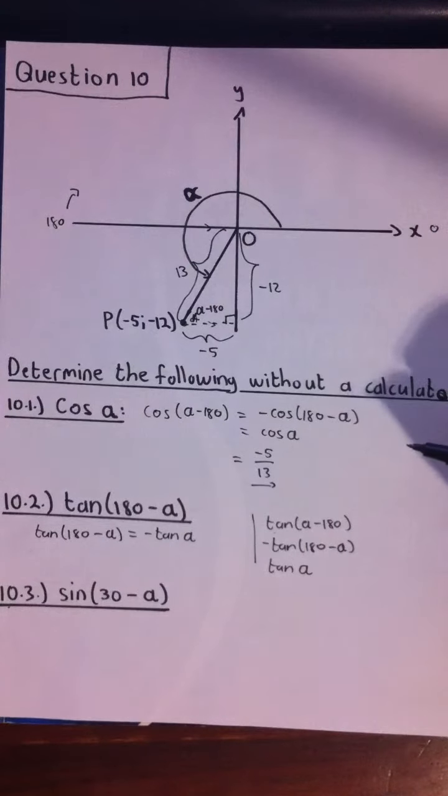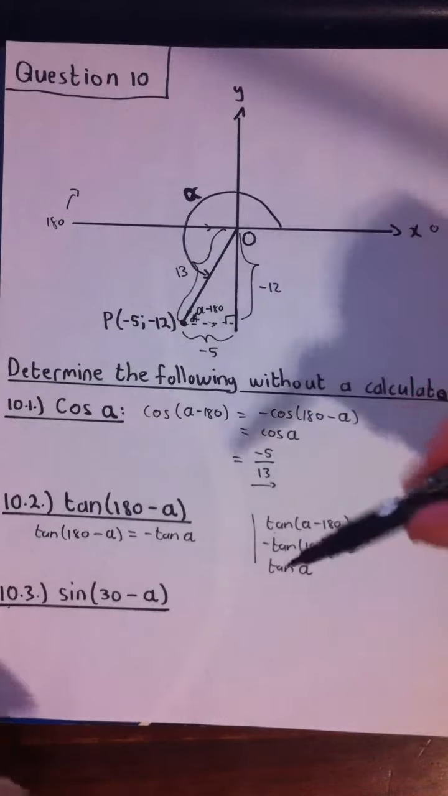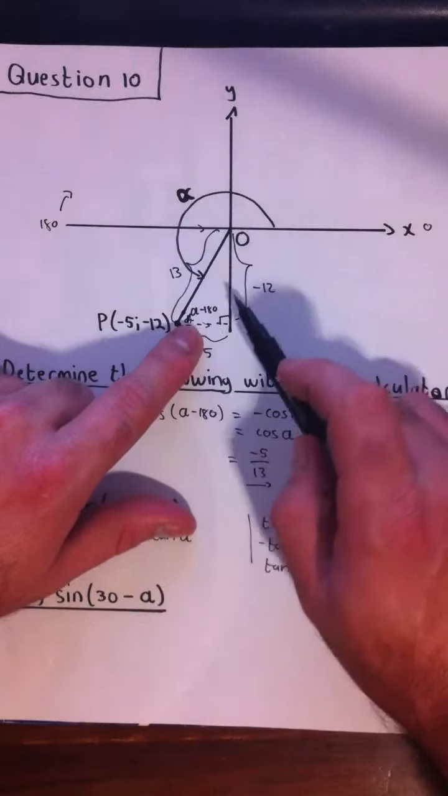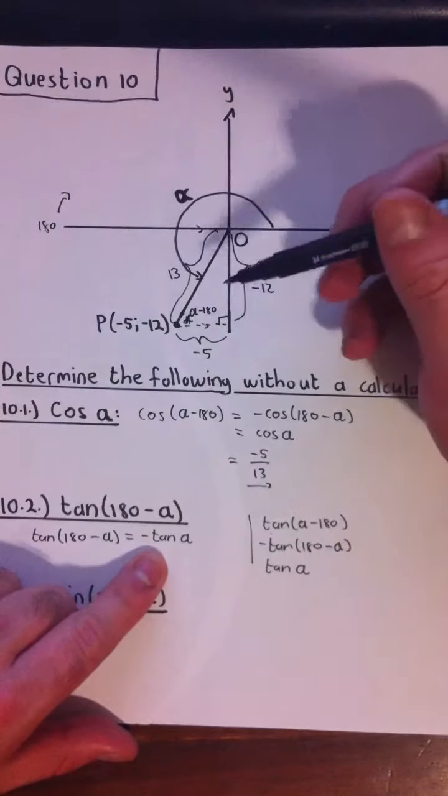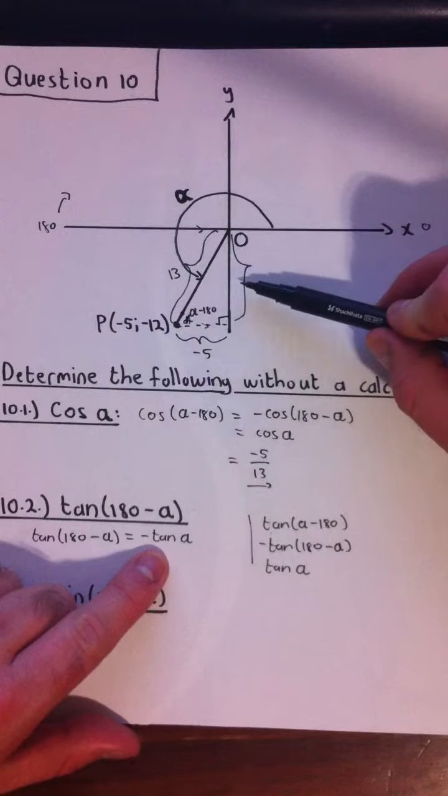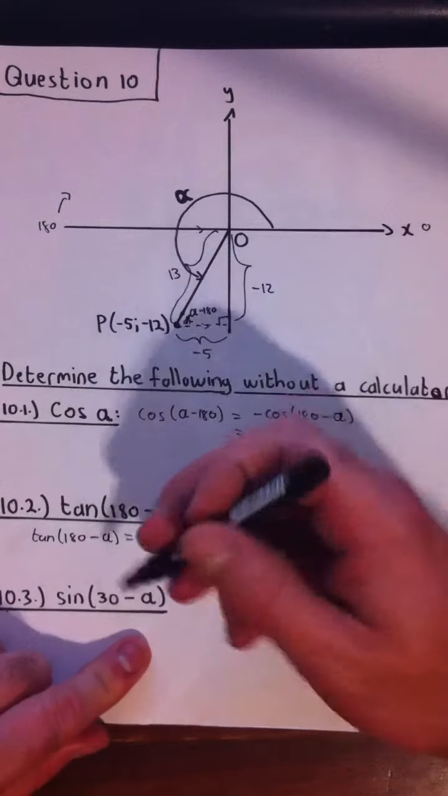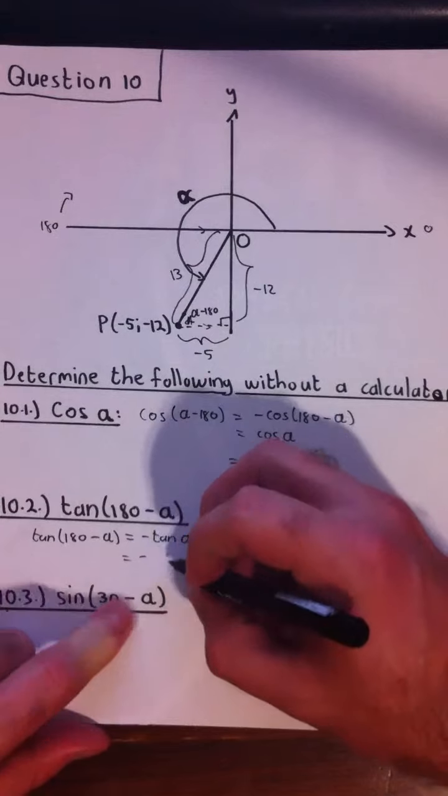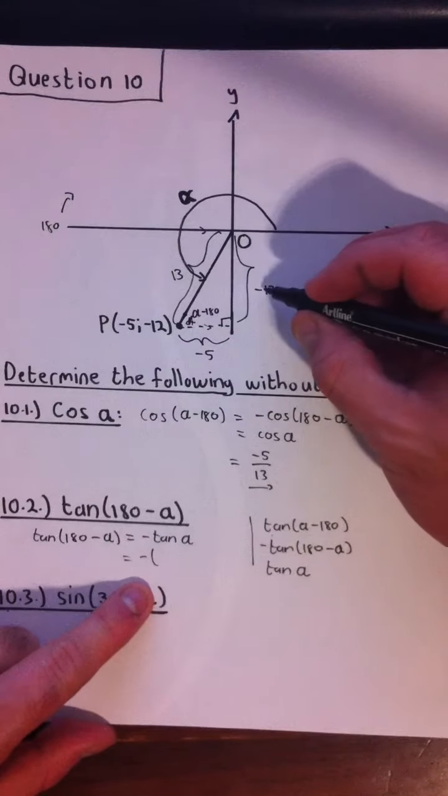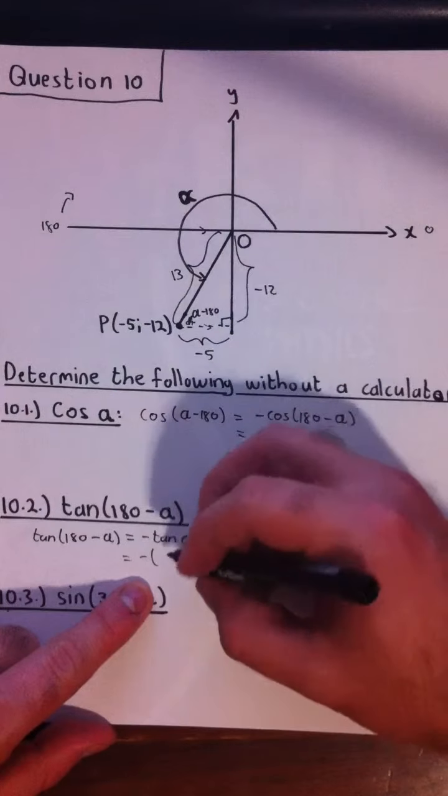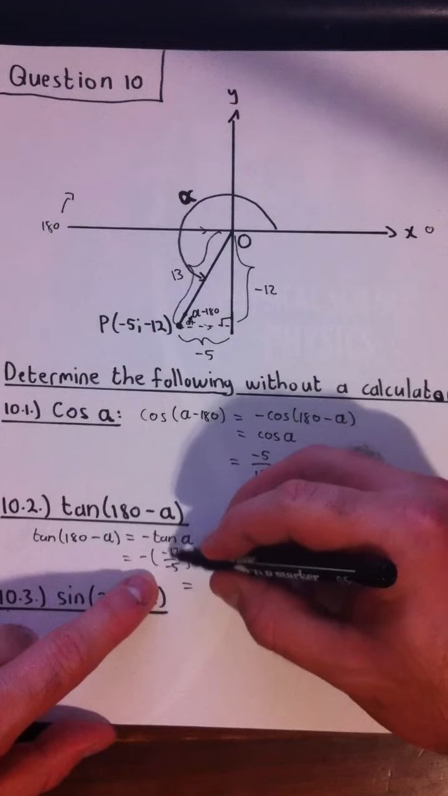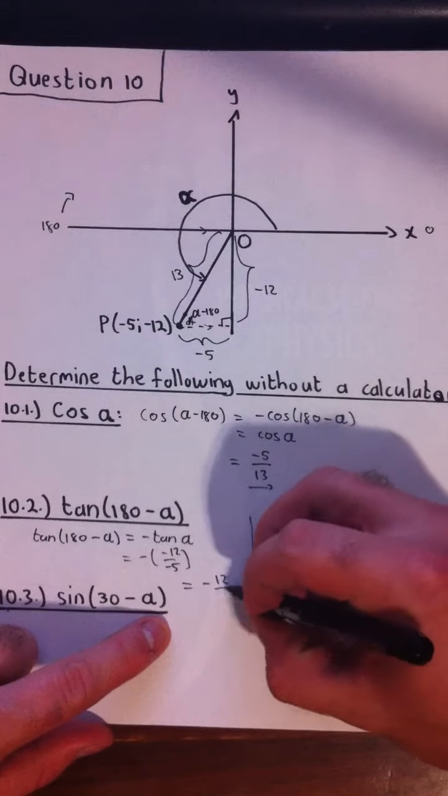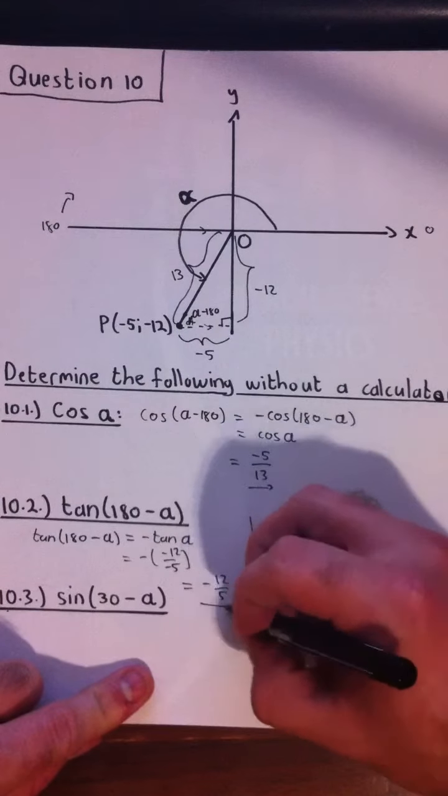Okay, so we're looking for negative tan alpha, and we see again here the tan of 180 minus alpha is just equal to tan alpha, so we can work with this angle here. And we're looking for negative tan of this angle. The tangent we know is the opposite side divided by the adjacent side, so that's equal to negative of -12 over -5, which is negative, those become a positive, so it's just negative 12 over 5. Okay, there we go.